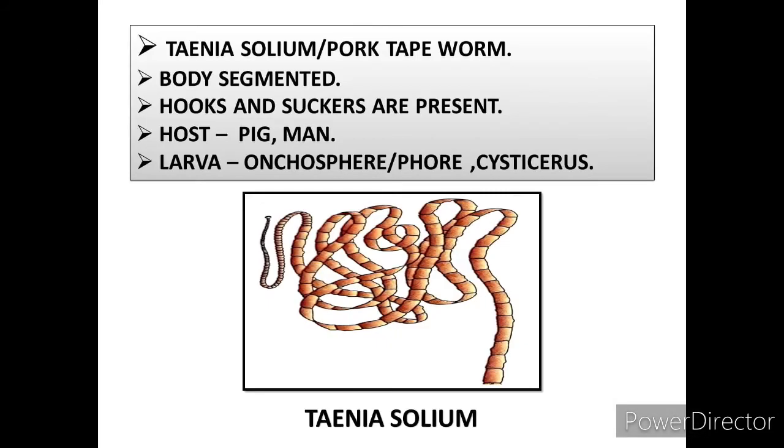Okay, now next is TAENIA SOLIUM, which is also known as pork tapeworm. Its body is segmented, like unit-like structures, and on the head region a hook and sucker system is present so that they can absorb nutrition through it from the intestinal wall. In this case man and pig will be hosts. Now how does it infect? It infects due to uncooked and half-cooked pork meat which is eaten by us humans, who like to eat it. Now after eating it raw, there is a problem, right?